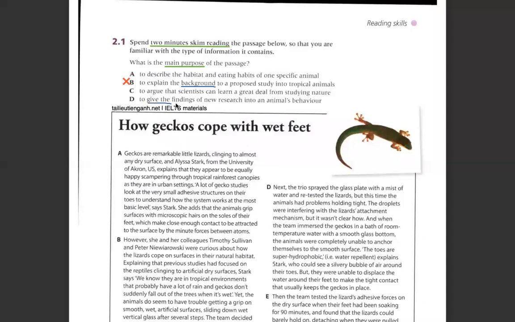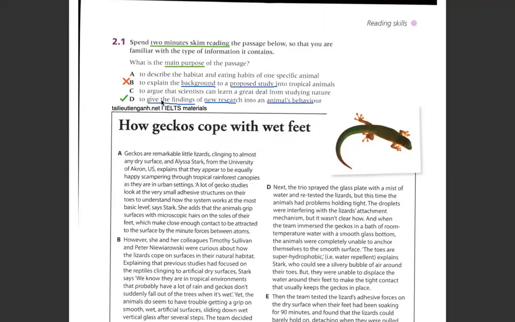D says to give the findings of new research into animals' behavior. So this is the correct answer. She mentioned some previous studies that other researchers did, but mainly what she's doing is giving the findings of the research that they did on the geckos. It's also not a proposed study. Proposed would mean they haven't done it yet. Think about the word proposal. They haven't actually done it yet. It's just a study that they are going to do in the future.